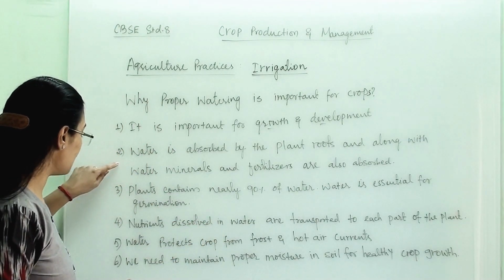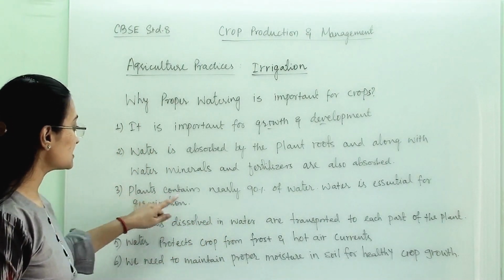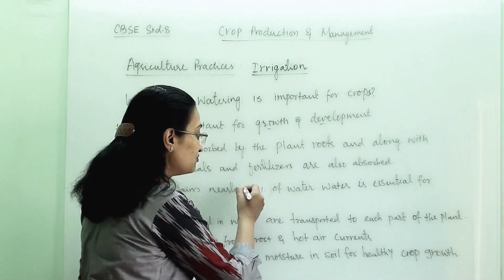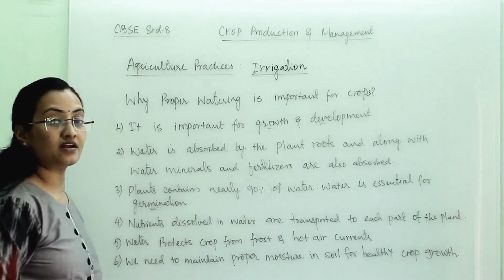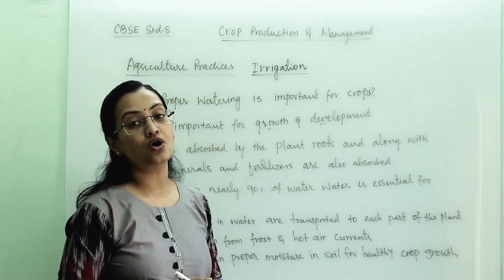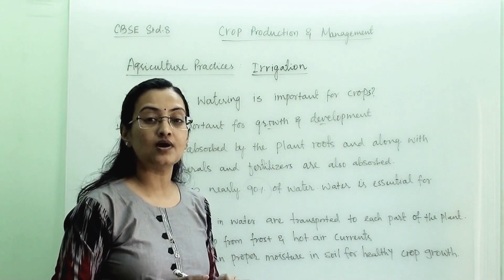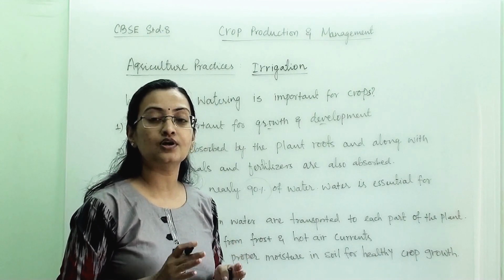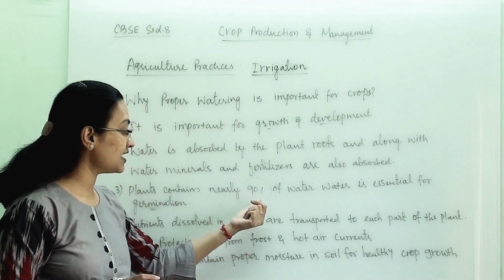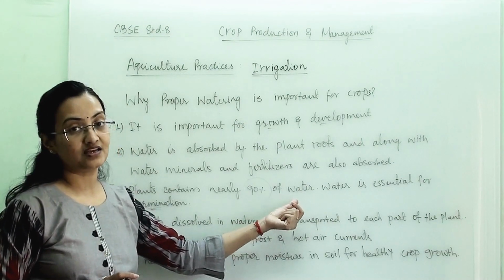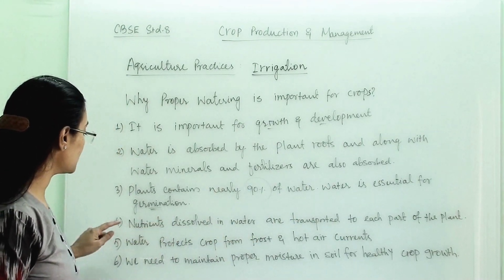Third, plants contain nearly 90% water, and water is essential for germination. Under dry conditions, seeds will not germinate. They require a proper amount of moisture so that the seed will germinate, and nearly 90% of the plant is water. So that is why water is important.